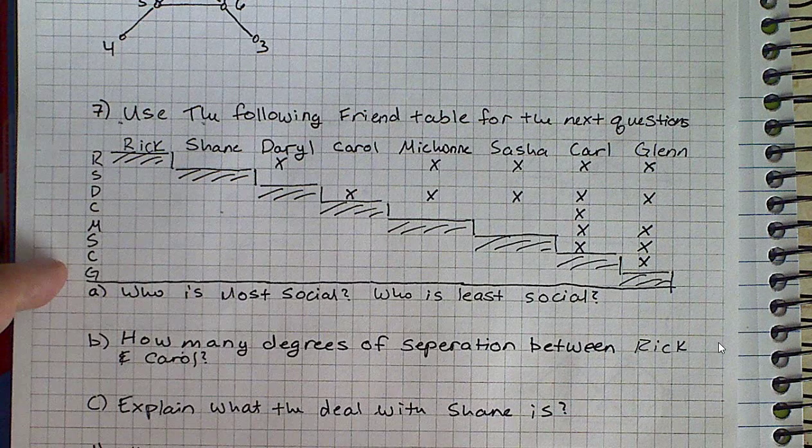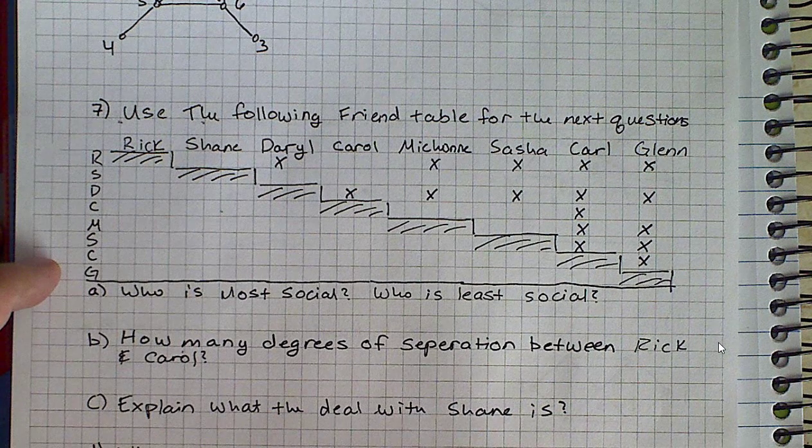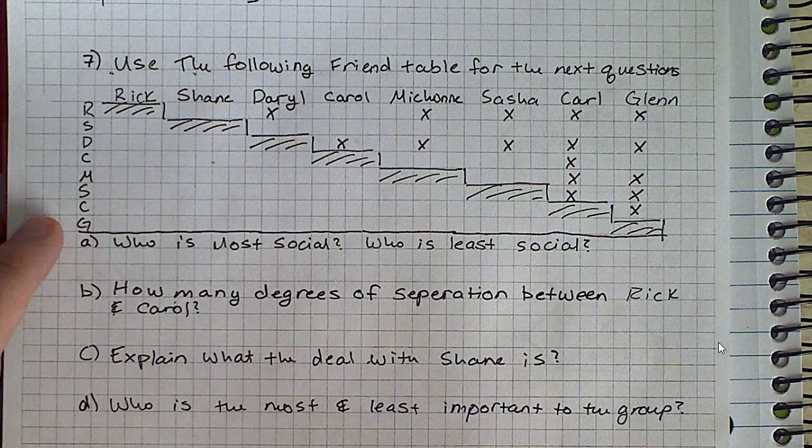And then number 7, another little friendship graph. I want you to make a friendship graph. This time I used Walking Dead characters.